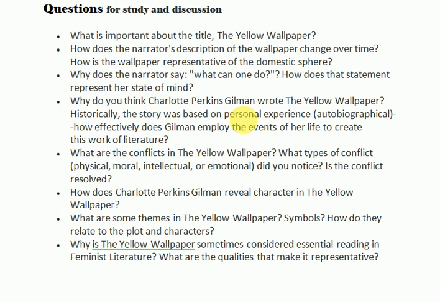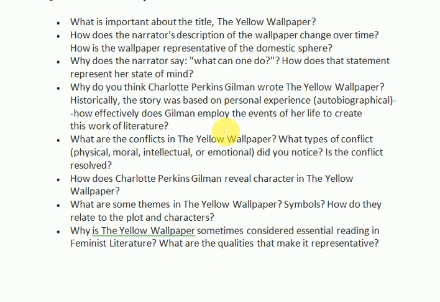Next, that's also associated with it: how does the narrator's description of the wallpaper change over time? How is the wallpaper representative of the domestic sphere? And why does the narrator say, what can one do? Theme of helplessness, powerlessness. Why do you think Charlotte Perkins Gilman wrote The Yellow Wallpaper? Historically, here you may write upon the autobiographical aspects present in the story. For that, you need to go through the biography of the author and then find out the instances present in the story.